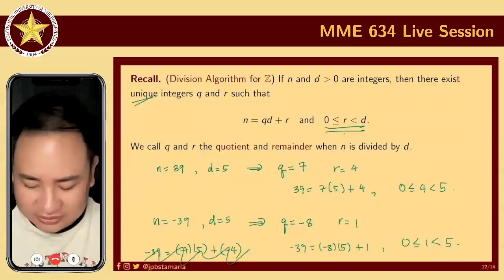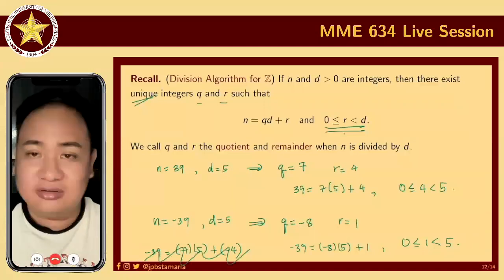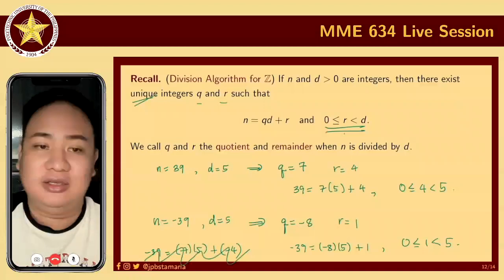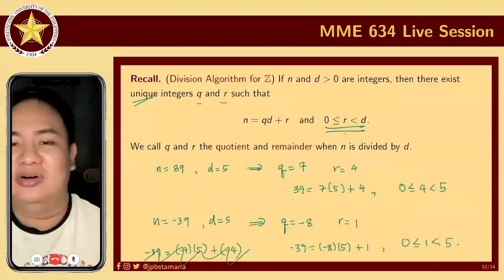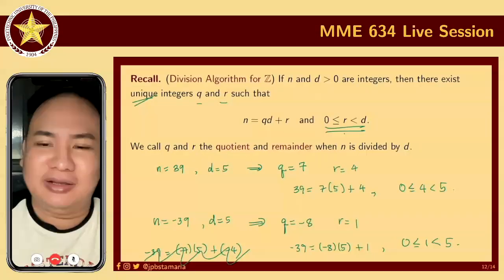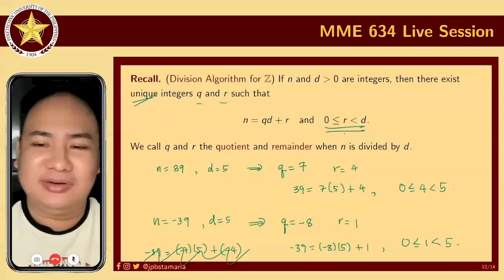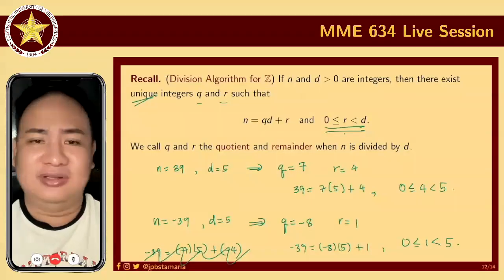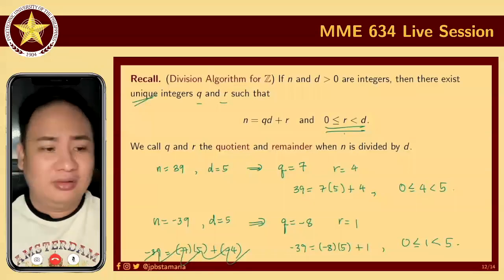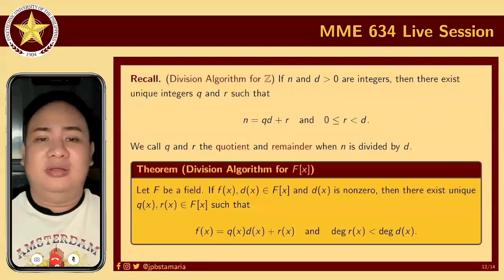Because of these restrictions, the values for Q and R will be unique. Saan ba pinuprove ito? Or saan ba pinag-aaralan ito? Sa number theory, kapag nag-enroll kayo ng number theory, I think your teacher will demonstrate the proof of this division algorithm. Now, bakit ko dinicuss ito?